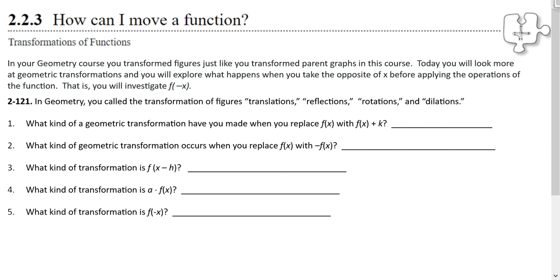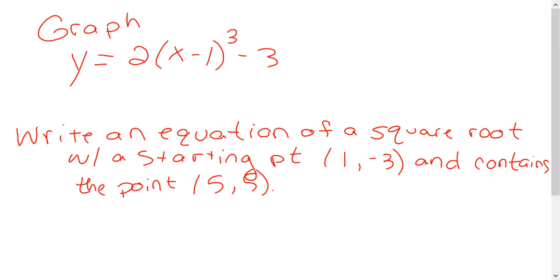In today's video, we are going to work on transforming functions just in general. So to get you going on that, I'm going to have you do the following two warm-ups. So pause the video, please, and I want you to graph that cubic without making a table, just using transformations based on what you did the last 2 days. And then lastly, I want you to write an equation for a square root function with that starting point and that contains another point. So pause it for a minute and go ahead and do these.